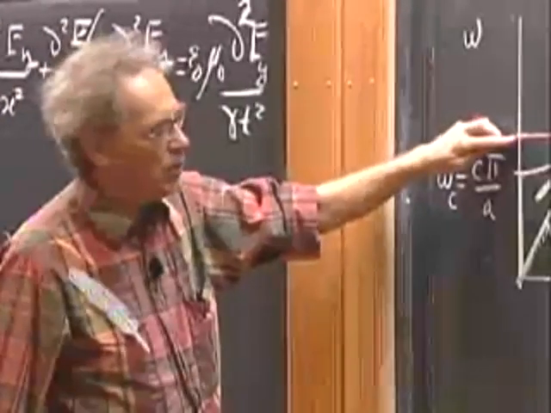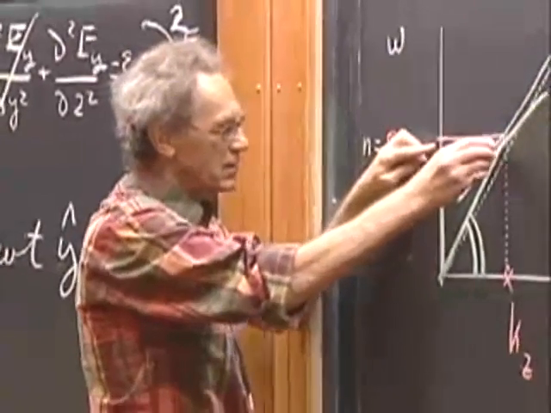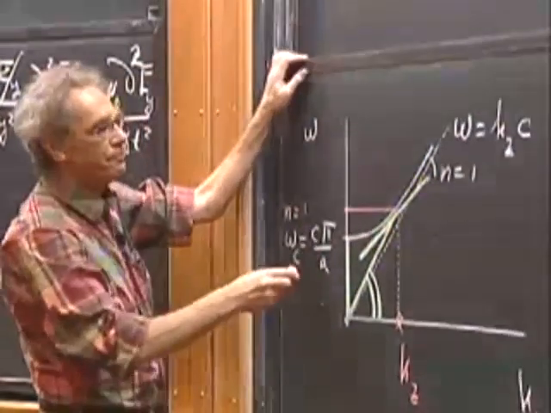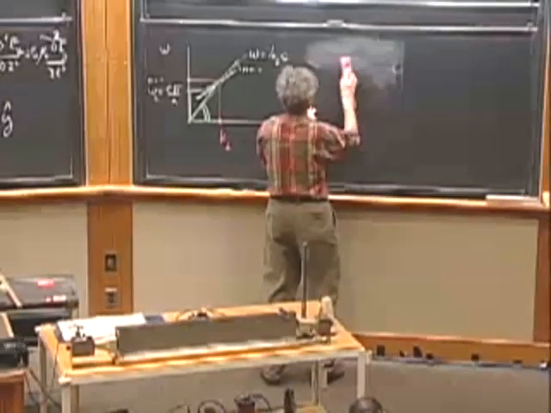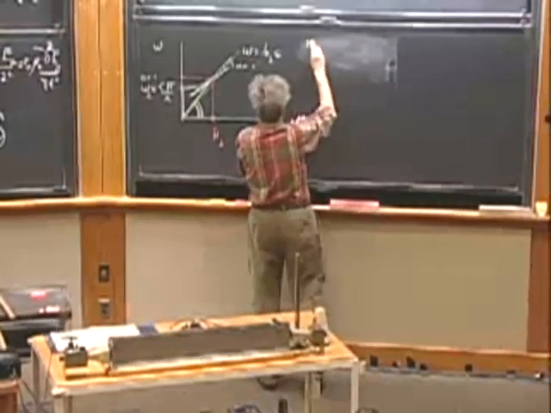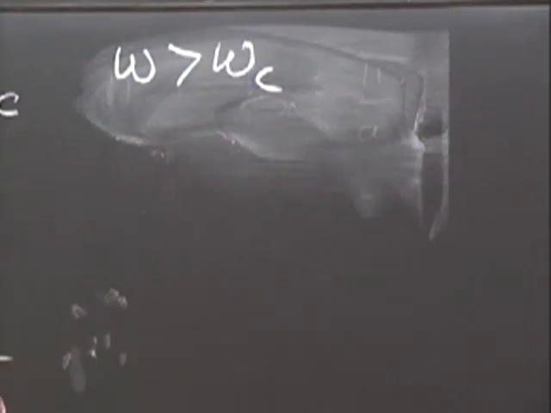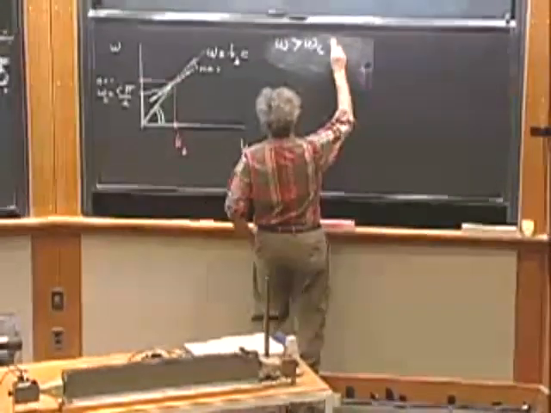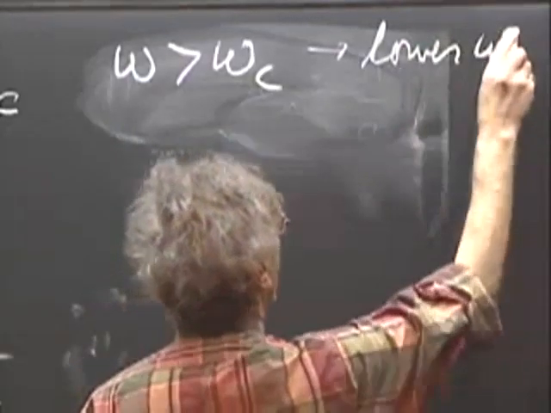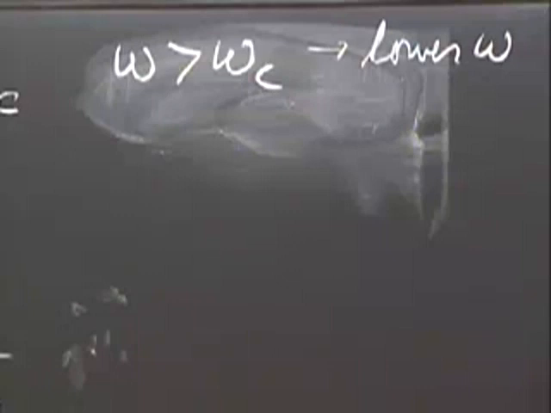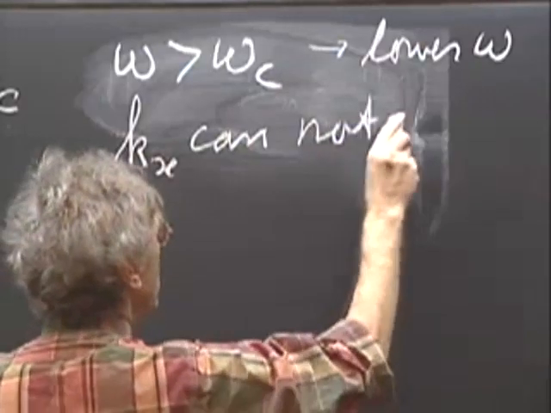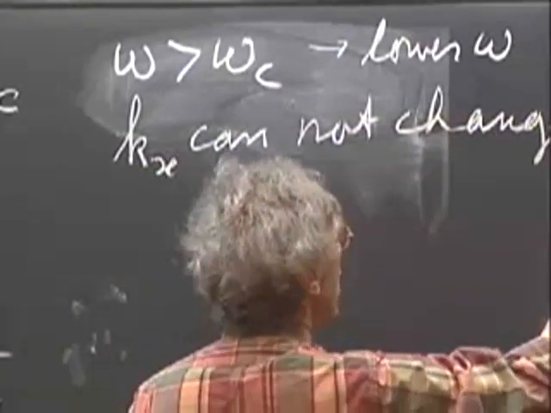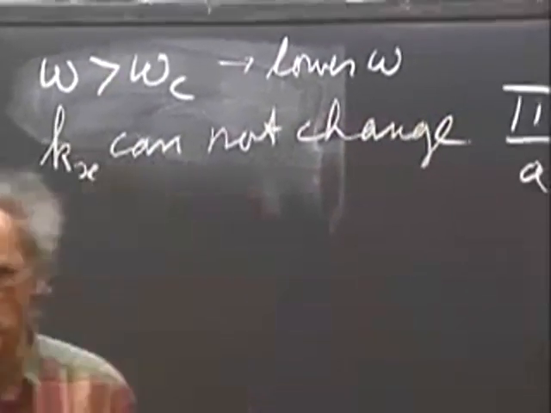So this point will slowly go down, and so we will come down this line here. And finally, we reach here. I probably can write it here. That is nicer for you, because then you have it all together. So I start with omega, which is larger than omega c. That's how I start. It's a given. And now I'm going to lower omega. Well, when you lower omega, kx cannot change. It must remain pi over a, because it must meet the boundary conditions.